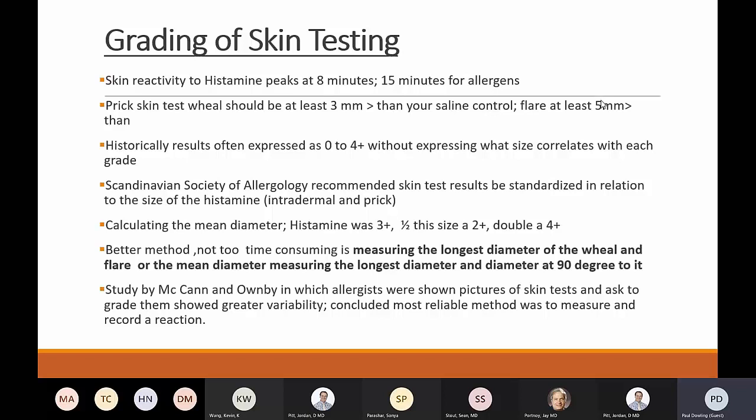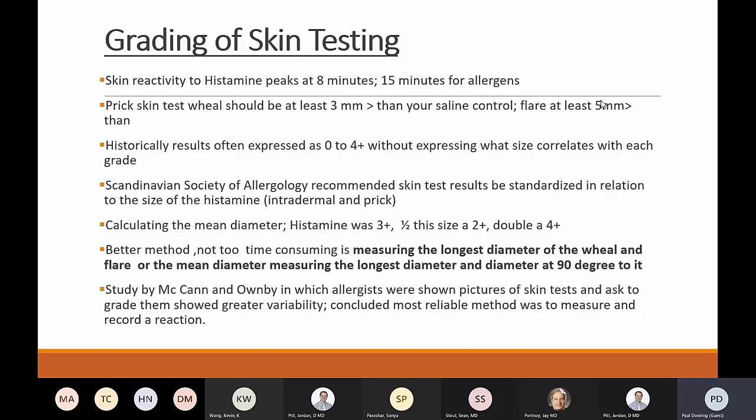At Children's Mercy, they basically measure the wheal and the flare, and they use the largest diameter for measuring. So you'll have two numbers. The wheal, let's say, the largest diameter is 8, and the flare is 15. So it would be listed as 8-15. Where I was a fellow, we used the method of measuring the longest diameter of the wheal and the flare, and then 90 degrees to that, and measuring that distance.